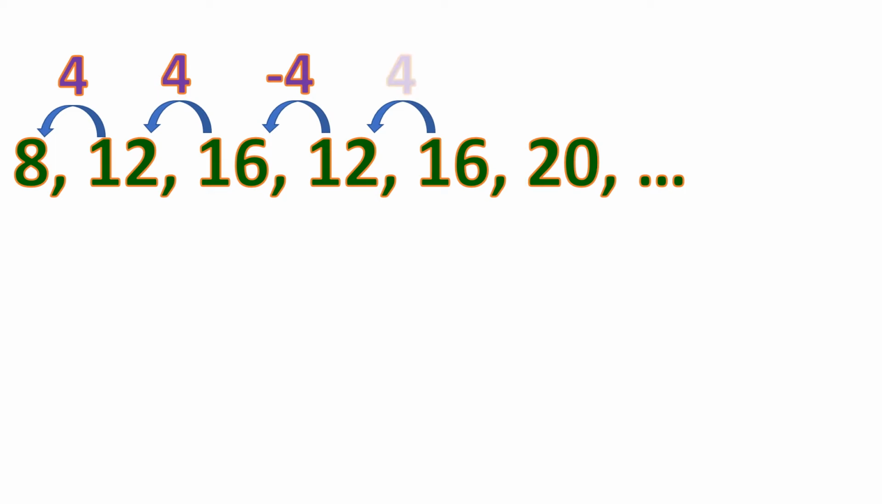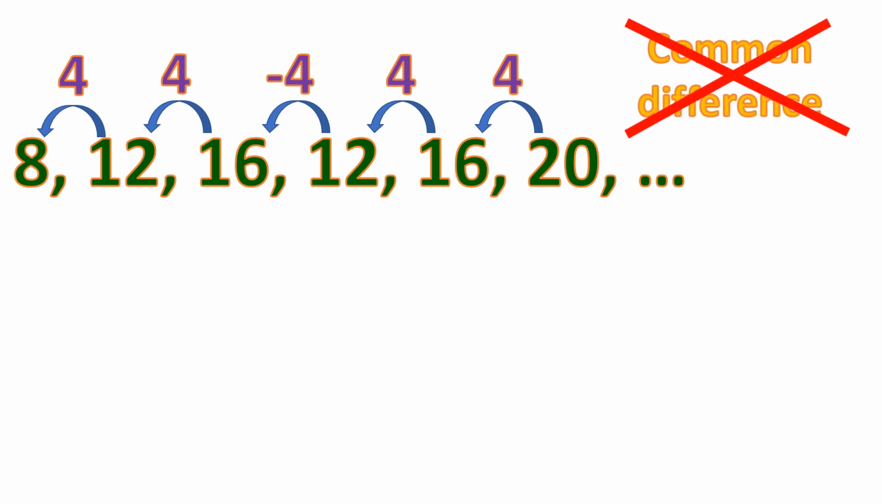So let us try to figure out if it is an arithmetic sequence. So let us subtract 12 minus 8. This is 4. 16 minus 12 is 4. 12 minus 16, that's negative 4. 16 minus 12 is 4. 20 minus 16 is also 4, and so on. So observe that we have one difference that is not the same with the rest. It's negative 4. So this means this sequence doesn't have a common difference.